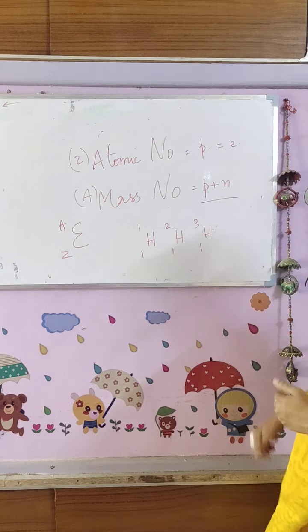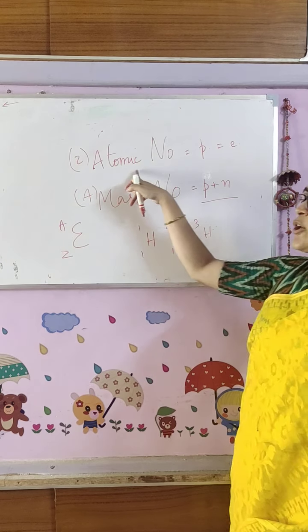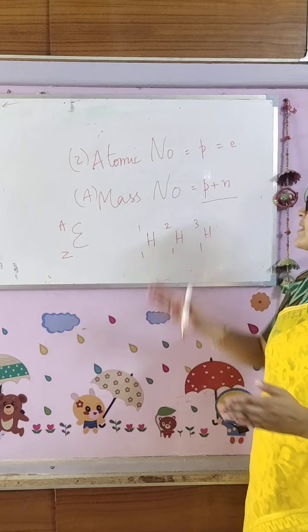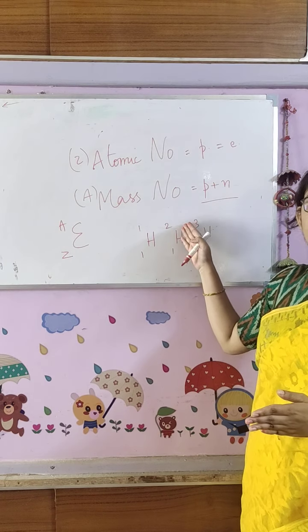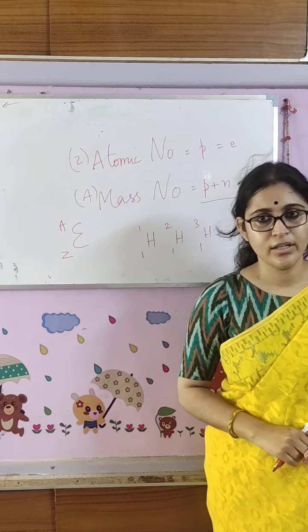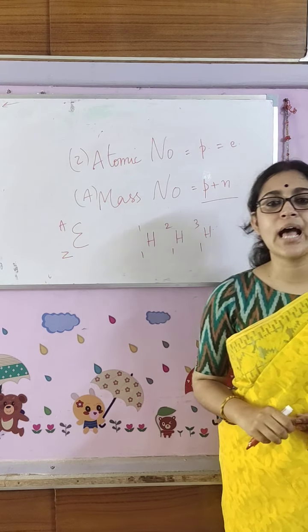And isobars are just the opposite. The atomic number is different but the mass number is the same. Isotope is atomic number same, mass number different. Isobar is mass number same, atomic number different. So this is about isotopes and isobars.